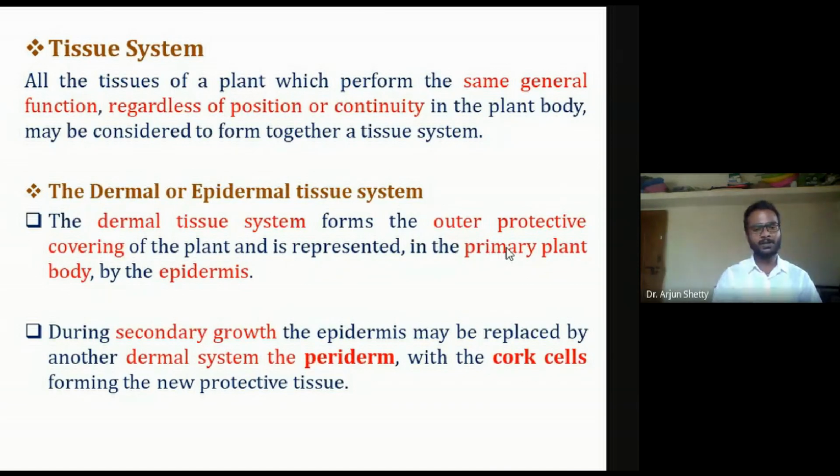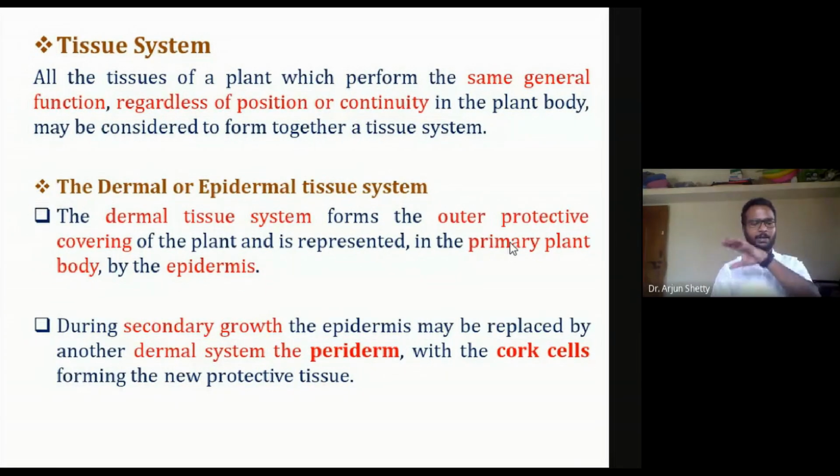Before that, I would like to give some little information about the tissue system. What do we mean by tissue system? Tissue, we already know, is an organization of structurally similar cells performing a general function irrespective of their position as well as their continuity. Their position may be different, but their function will be the same. All these together will be considered as a tissue system.